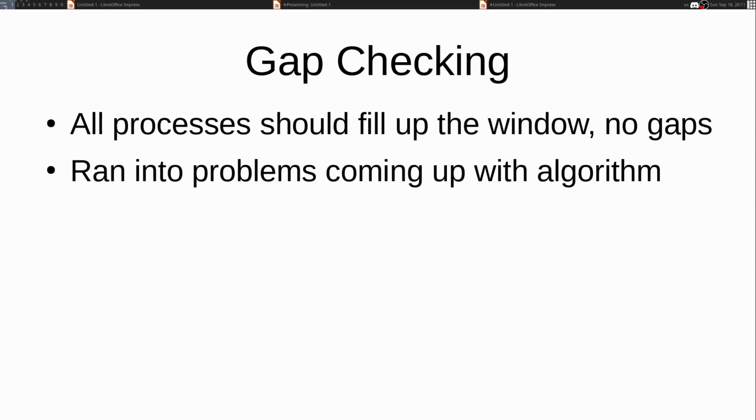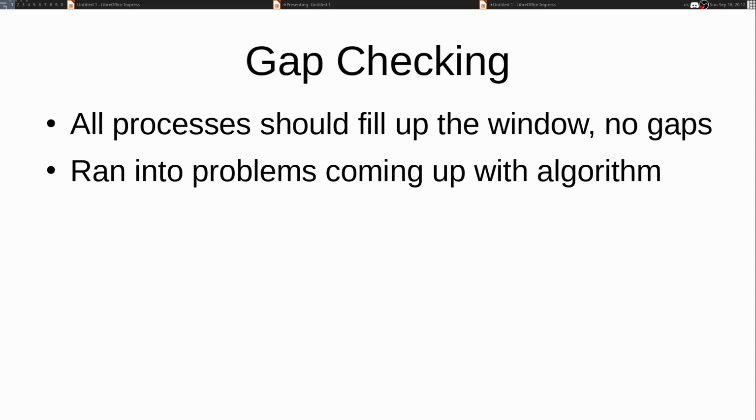Another thing we did during the sprint is implement gap checking. So in Armax, all of the processes should fill in the entire window. There should be no gaps between the processes. However, Armax did not have a way to test for this, so we had to implement this ourselves.